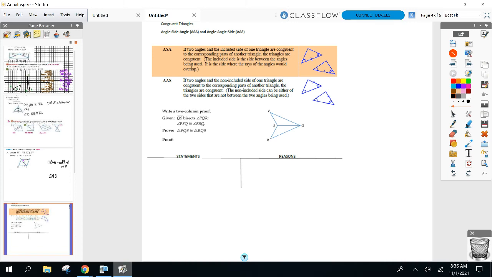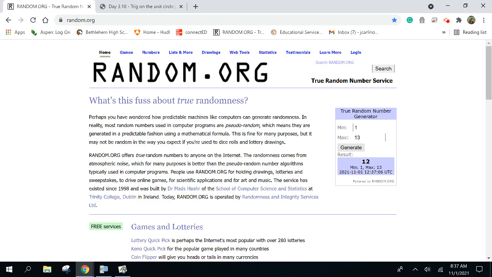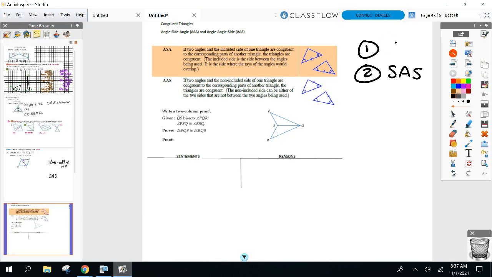All right, before I throw two new methods at you, let's review the first two from Friday. There's two methods I showed you how to prove triangles congruent that involve S's and A's. Side angle side, and the other method I showed you on Friday to prove triangles congruent: side, side, side. Yep.